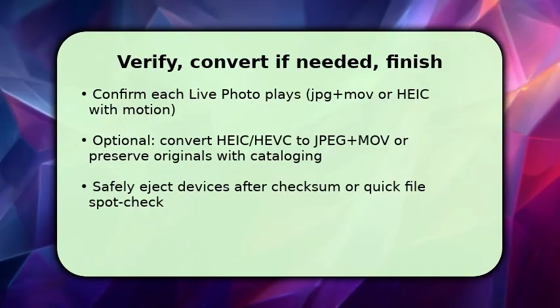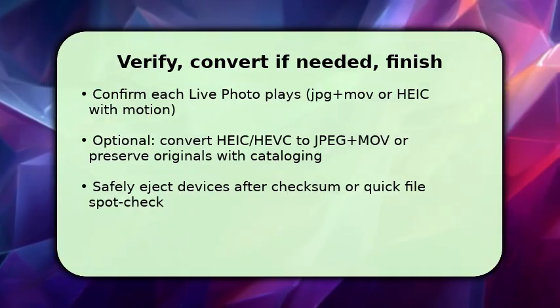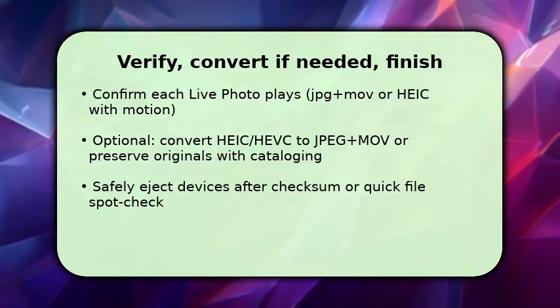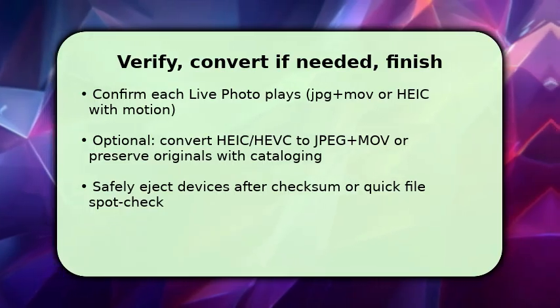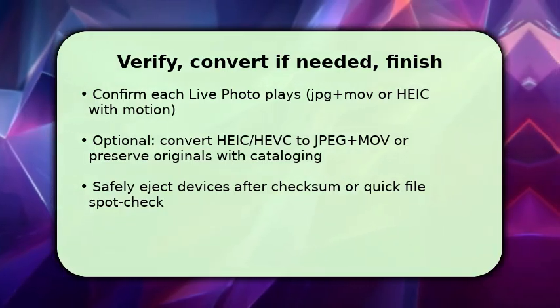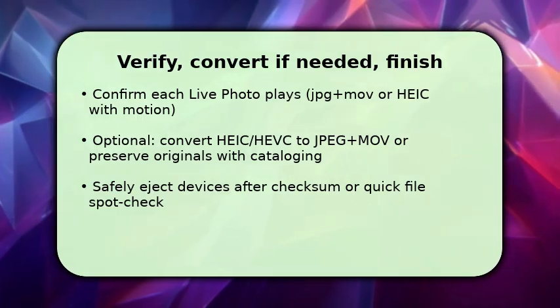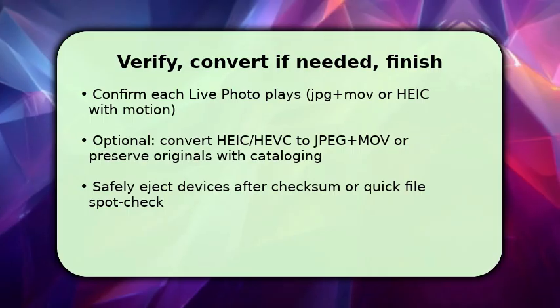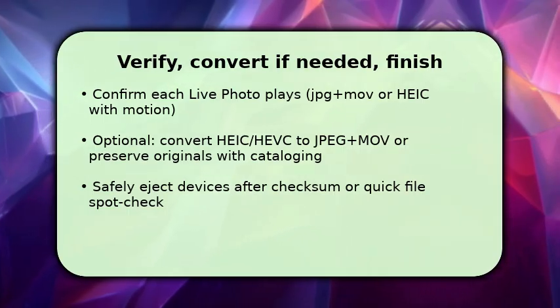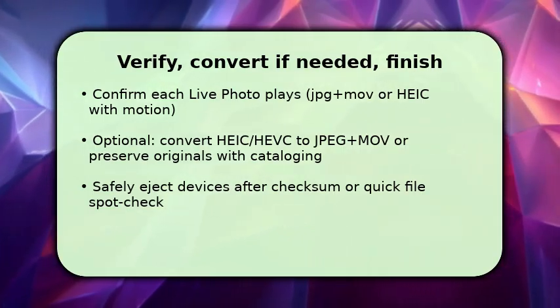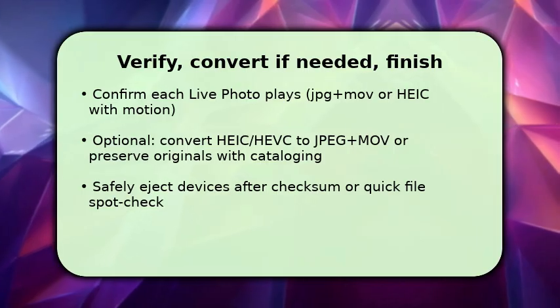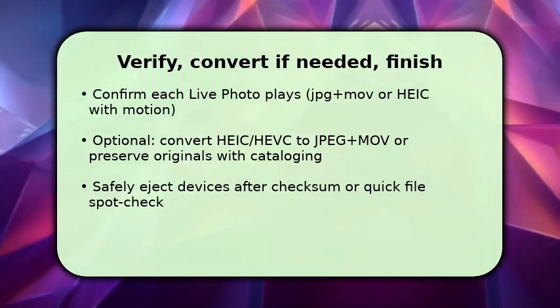You must verify files before ejecting. Open several live photos to confirm the motion plays and metadata like timestamps are present. If compatibility is a concern, convert HEIC-containing live photos to separate JPEG plus MOV pairs or export as video while keeping originals in an archive folder. Once satisfied, run a quick checksum or spot check 10 to 20 files, then eject the hard drive and phone safely.